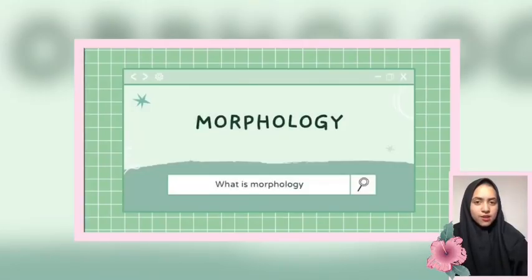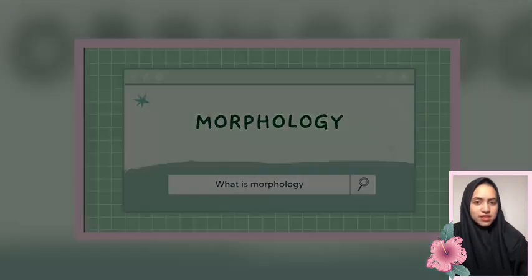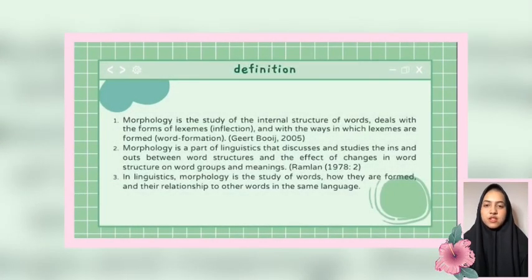So today I'd like to talk about morphology. There are some definitions of morphology. The first one is by Geert Booij. Morphology is the study of the internal structure of words, deals with the forms of lexemes or inflection, and with the ways in which lexemes are formed or word formation.